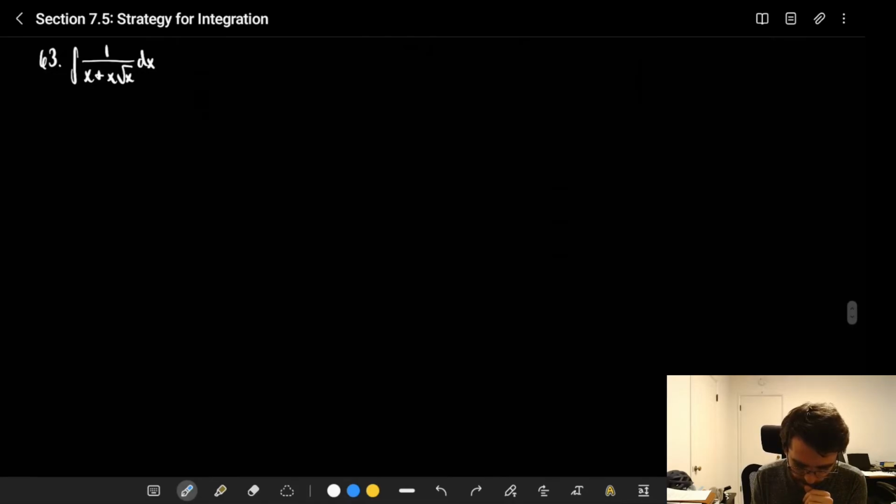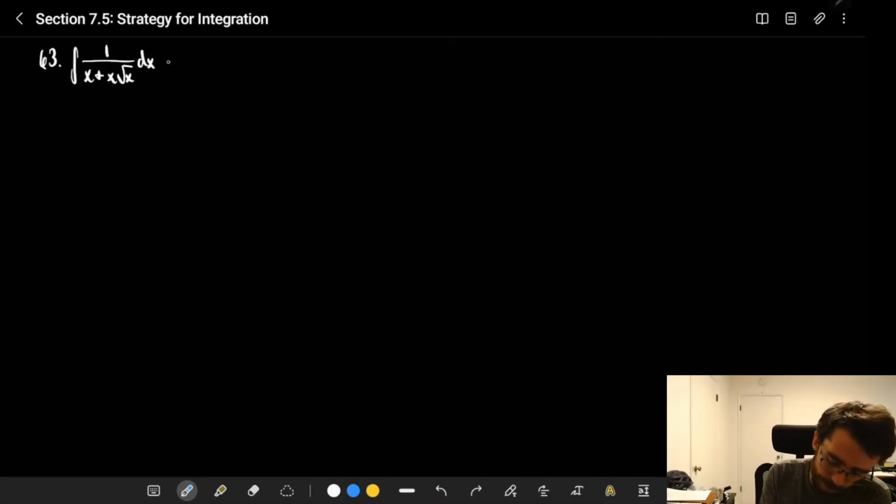Number 63. Oh, another square root. And we just hit the 2-hour mark. What to do? I could factor the x out of both terms in the denominator and be left with x times 1 plus root x. And a u sub might work. It really might. Let's try it and see.